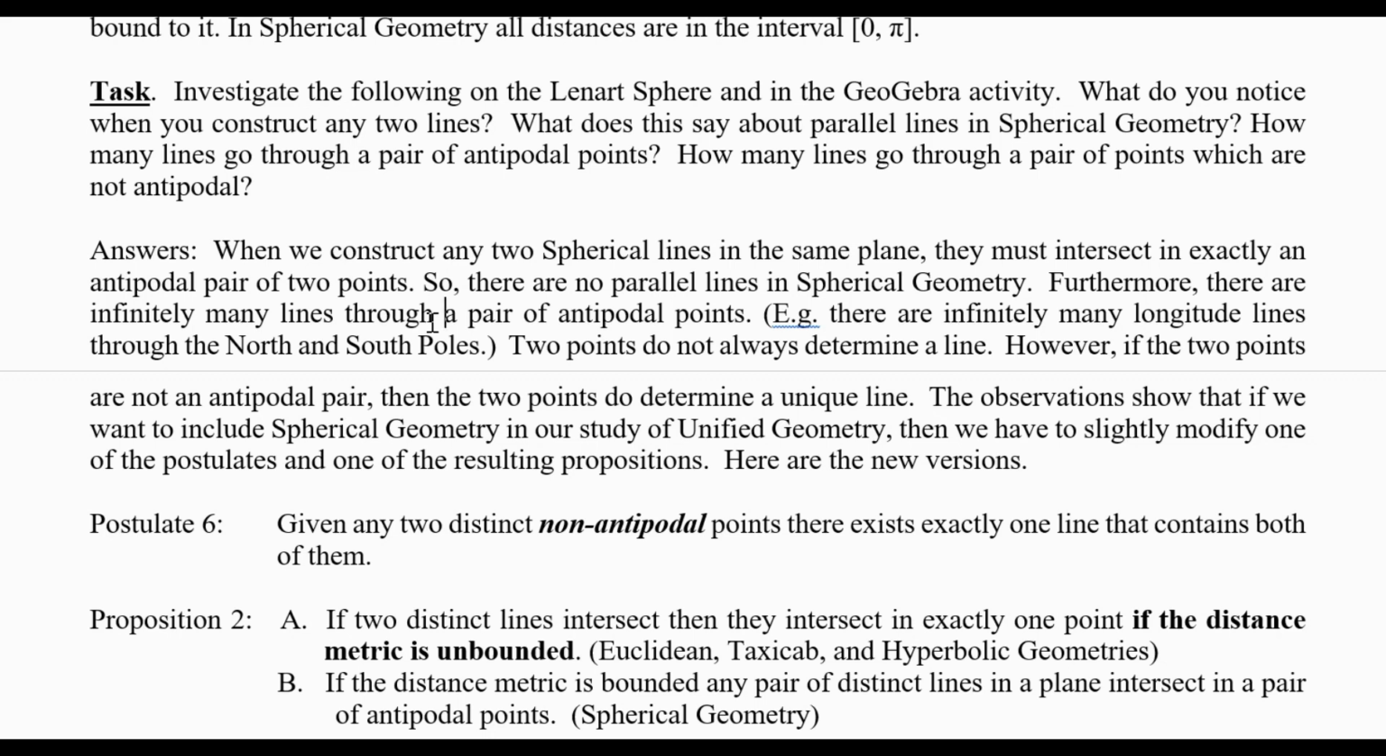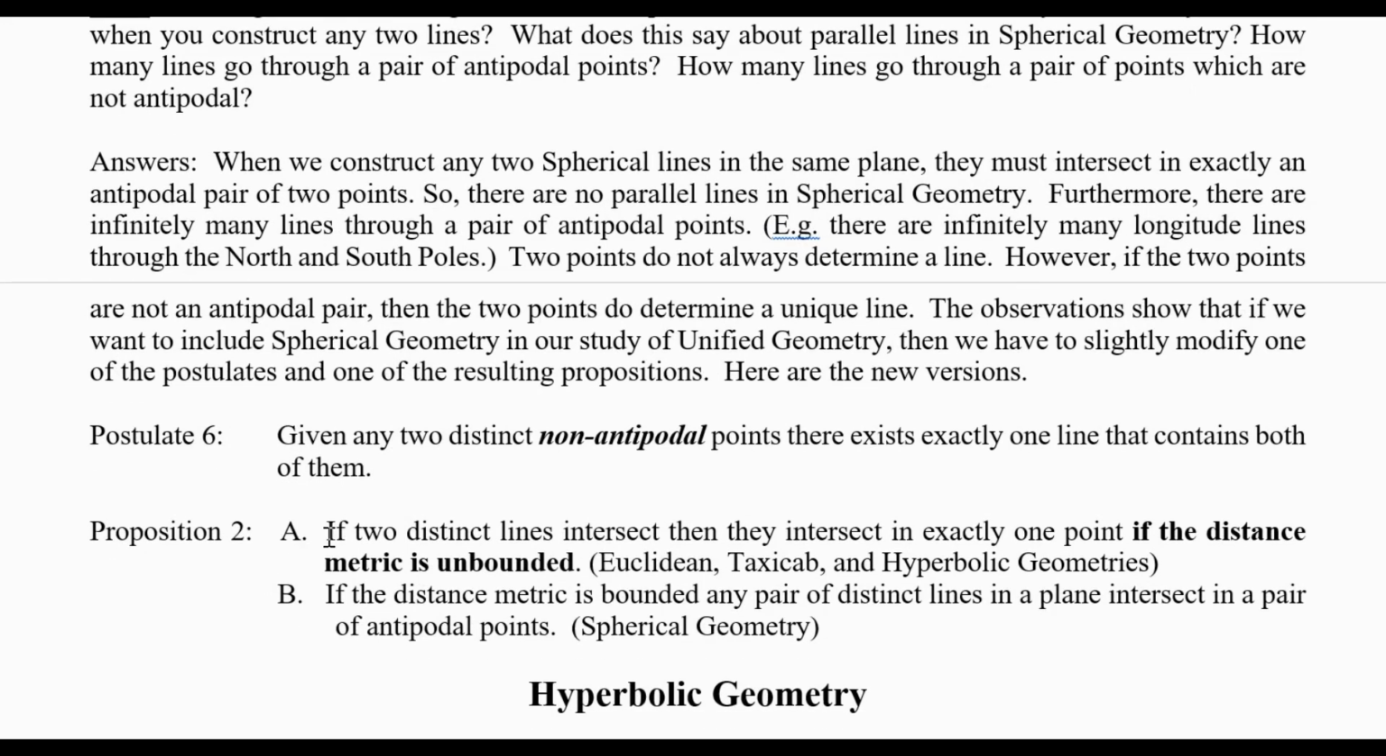So these observations show that spherical geometry does not obey our entire set of postulates that we have so far for unified geometry. Well, we want unified geometry to include spherical geometry, so we have to fix something, and the one we have to fix is postulate 6. And if you remember, proposition 2 depended only on postulate 6. So we need to fix up those 2 things a little bit. Here are the new versions.